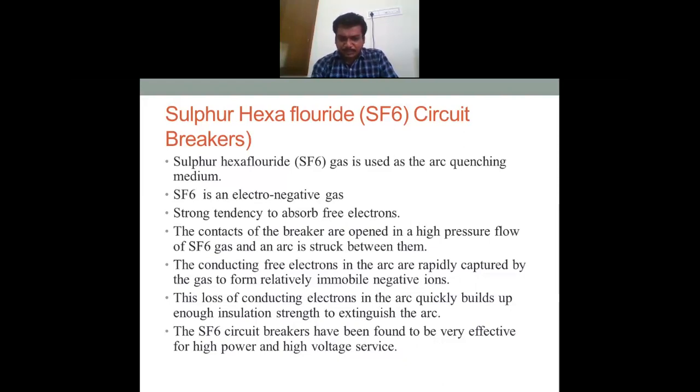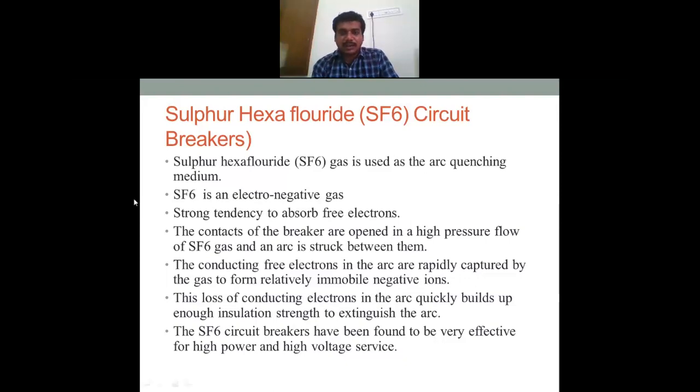Next, in a very quick time it forms the dielectric medium between the arc. It means that it increases the arc resistance very soon. So that is the advantage of this SF6 gas. These SF6 gas filled circuit breakers are used in high voltage and high power applications. So these are the properties and the advantages of the SF6 gas.